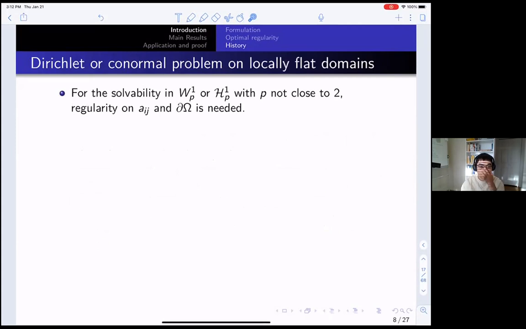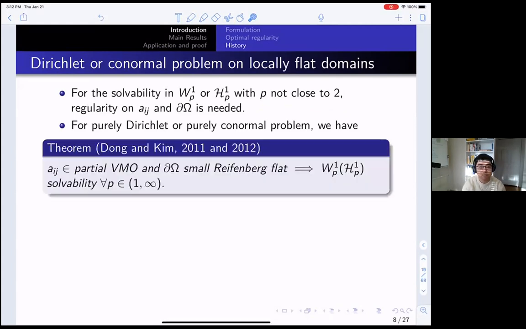To motivate our results on mixed problems, let me also mention the results for purely Dirichlet or purely conormal problems. We know that if we want solvability in W^{1,p} or H^1_p for p far away from 2, then of course we will need some regularity on a_ij or the boundary of Omega. There are some counterexamples showing that some kind of regularity is indeed needed. It cannot be dropped. For purely Dirichlet and purely conormal problems, we have the following interesting results in [11] and [12] by Dong and Kim.